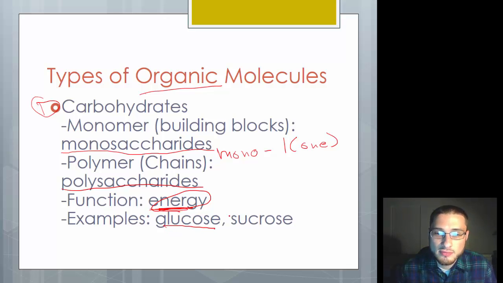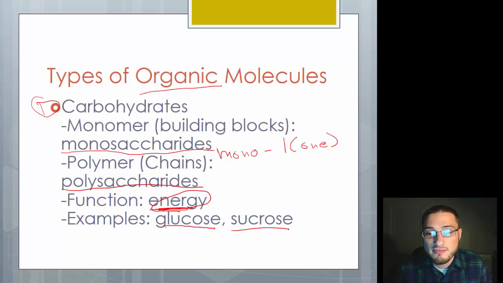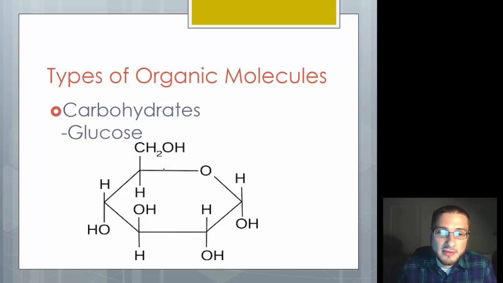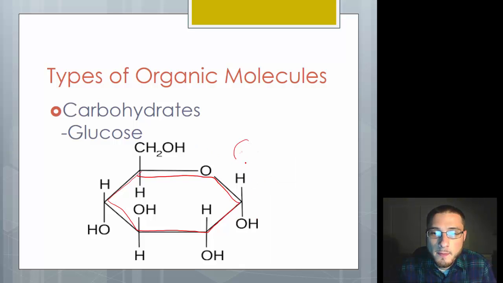Examples, glucose. Glucose is the sugar that our body runs on. Sucrose, this is table sugar. Our body breaks that up into glucose and galactose, which are sugars that our body can use. This is a basic example of a carbohydrate. We have glucose here. This is a 6-carbon sugar, makes this hexagon. Sometimes it might make a pentagon, but it has 6 carbons, 12 hydrogens, and 6 oxygen.